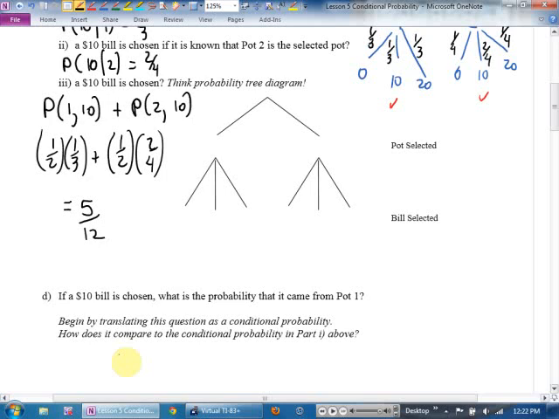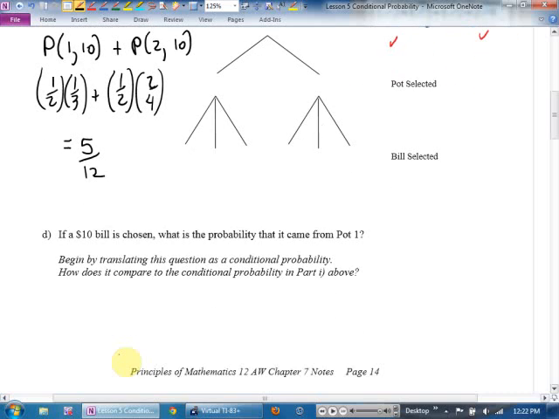It says, begin by translating this as a conditional probability. Probability of, let's see, what do I know here? That's the given: given that we have a $10 bill. What do they want us to find? Pot one. So the first step to doing conditional probability, and this is the only time that I'm going to do this completely with a formula, is translating it into probability speak.